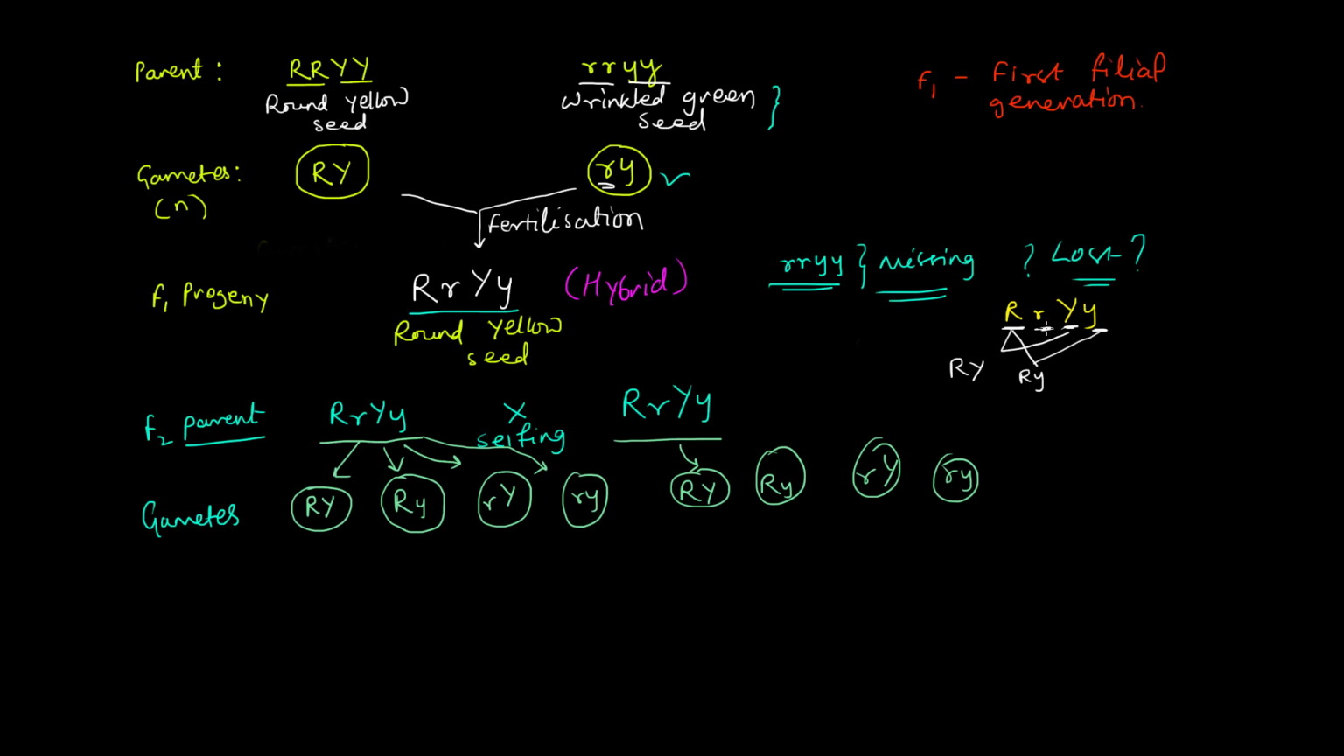Similarly, the small r can go with capital Y, and the small r can go with small y, because here the alleles are going to be independent. They are not going to always go with one particular allele of the other trait, but instead they can go with any of the alleles of the alternate trait. That is, the dominant allele can go with the dominant allele of the other character, or it can go with the recessive allele of the other trait. So this is how we are going to get these gametes.